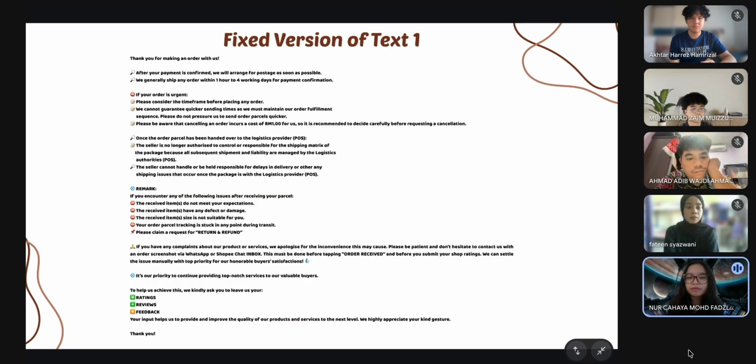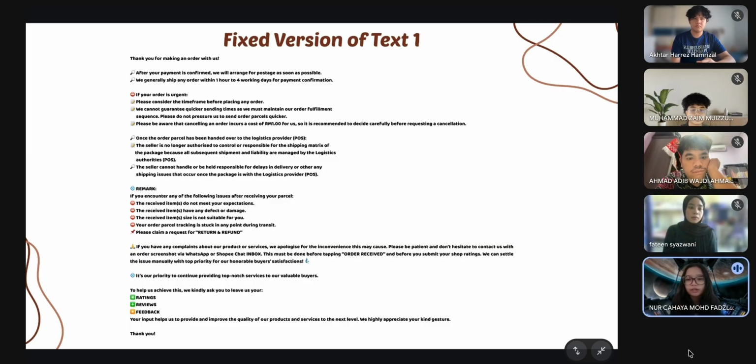This is the fixed version of text 1. In this corrected version, the main improvements were made to sentence structure, language accuracy, punctuation, and also tone. The sentences were reorganized for a clearer structure, so the information flows logically and is easier for customers to understand. And then we have language errors. They were also corrected to ensure the sentences are grammatically accurate and consistent throughout the text.